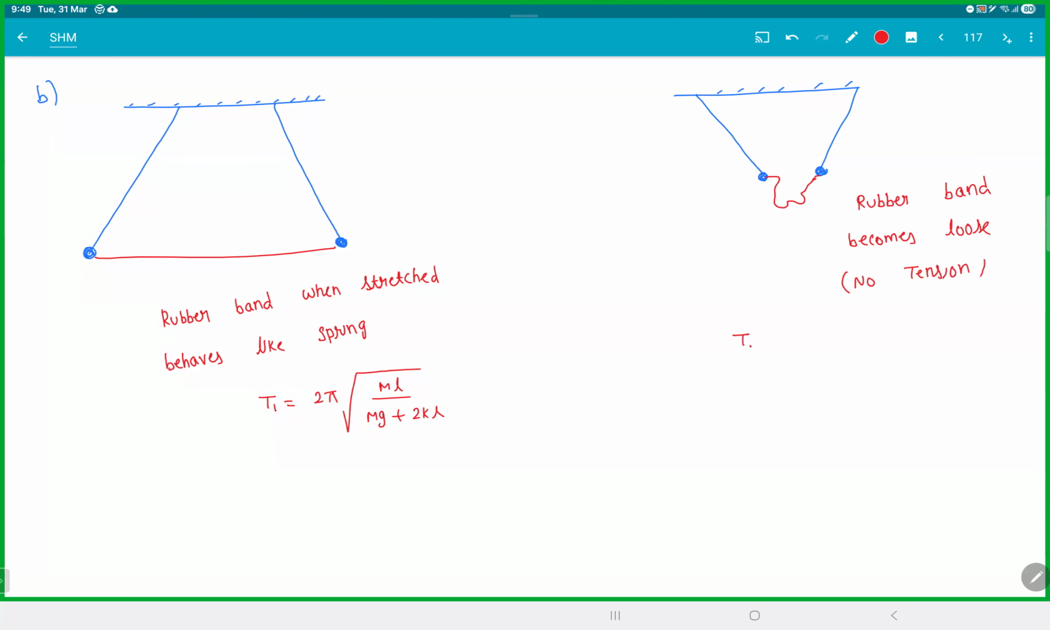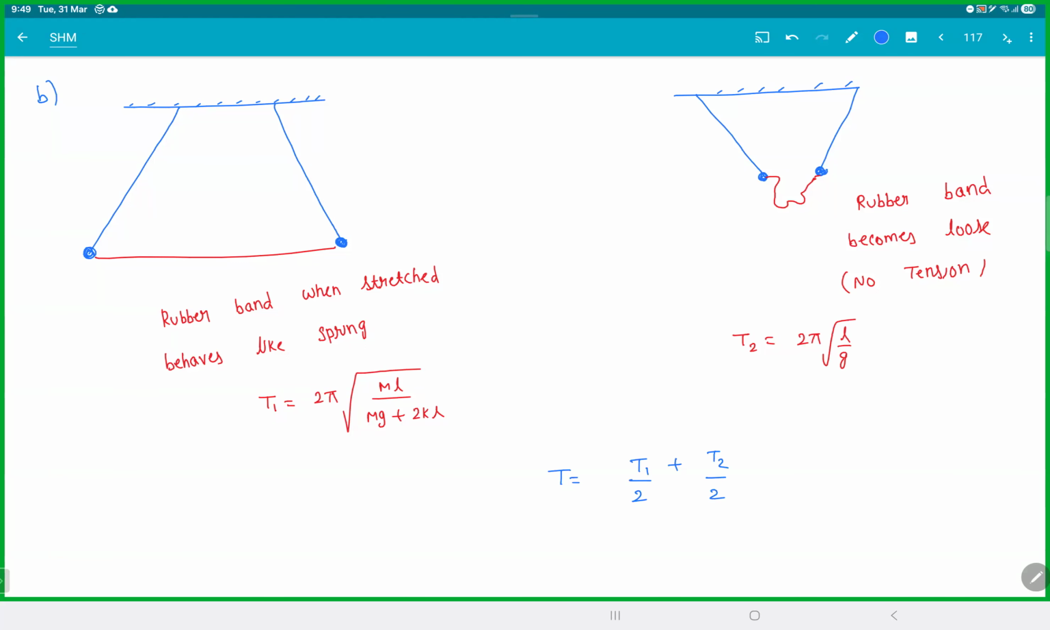So here the time period T2 will be 2 pi root over L by g, the regular pendulum. Since you're doing half of this and half of that, the time period will be pi root over, so basically T1 by 2 and T2 by 2. Clear with this?